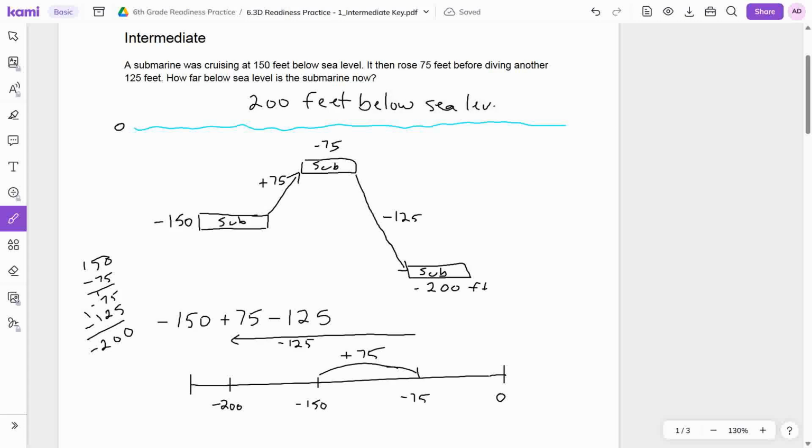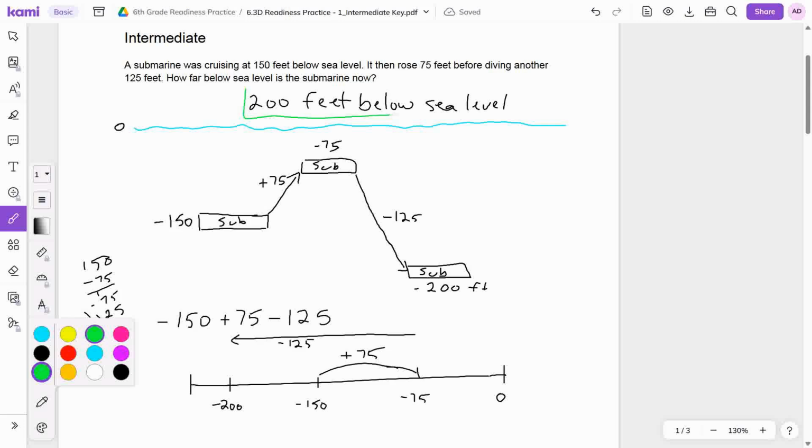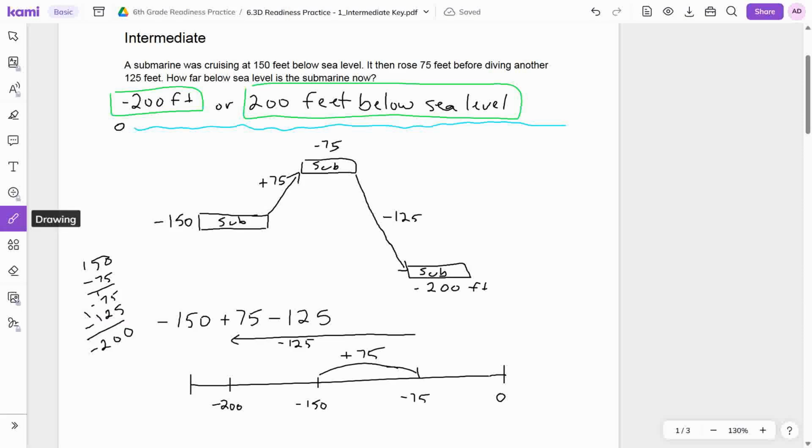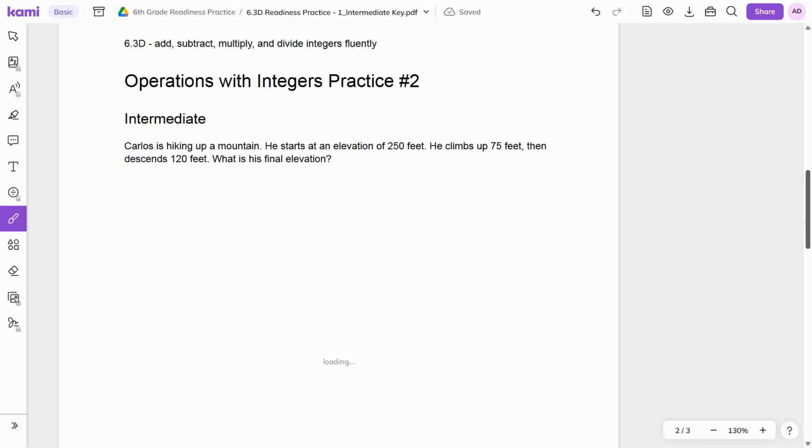All right, and so we will put a green box around this so we know this is the answer. And we could also, if we wanted to just put negative 200 feet, this is also a correct answer. So if we wrote out with words, I can say 200 feet below sea level. That below sea level counts as the negative, or I can just say negative 200 feet if I just wanted to represent it with that sign.